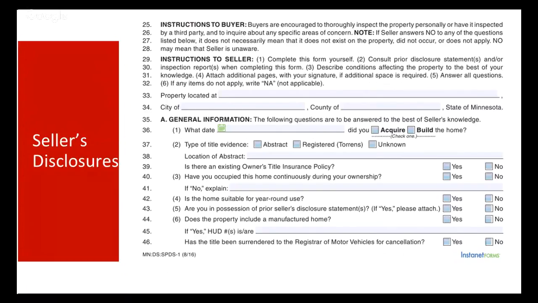Have you occupied this home continuously during your ownership? Is it suitable for year-round use? Are you in possession of the prior seller's disclosures? Does the property include a manufactured home? So these are all yes or no questions for them.